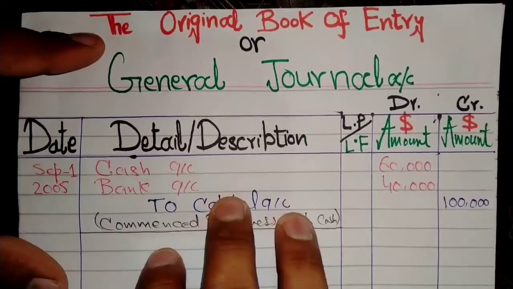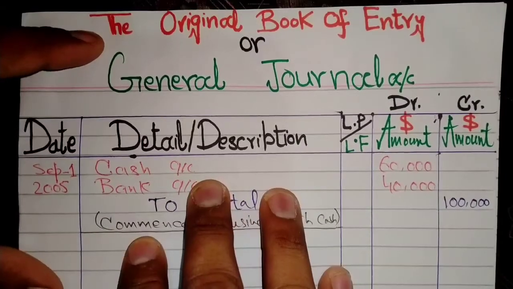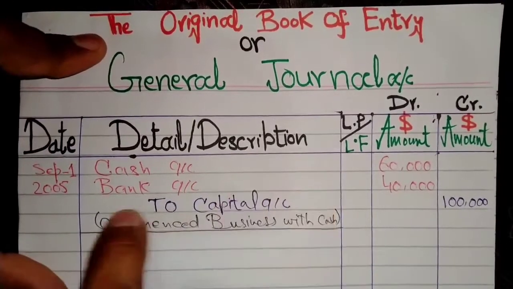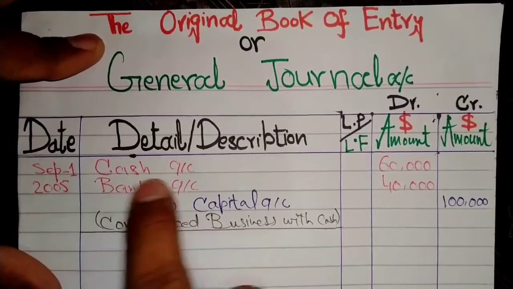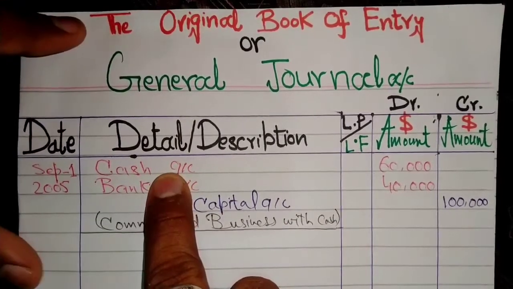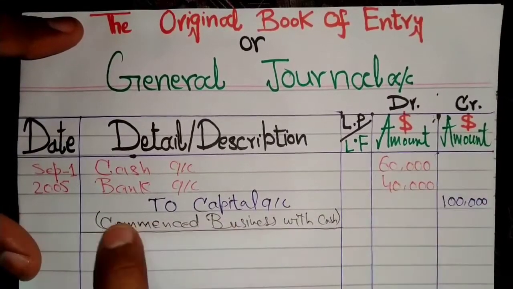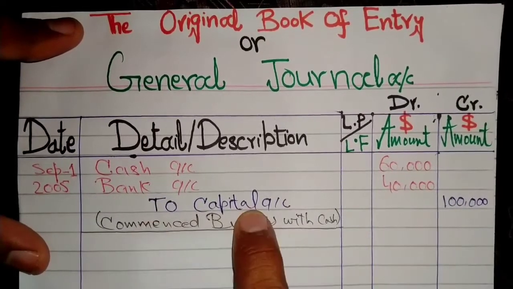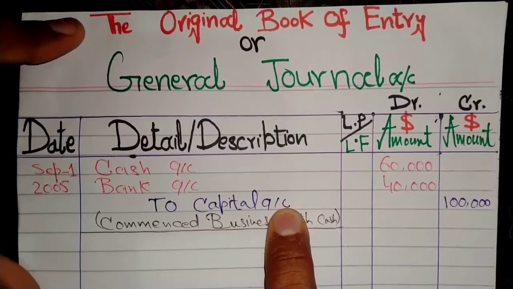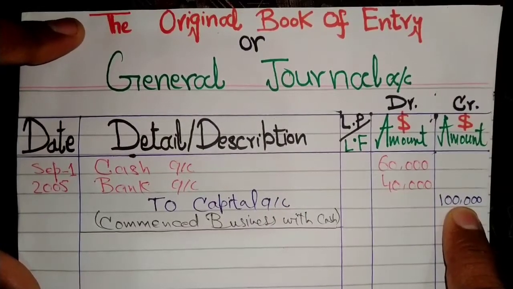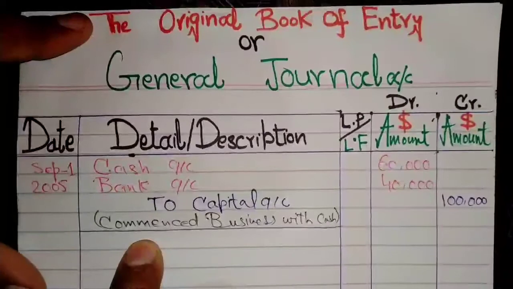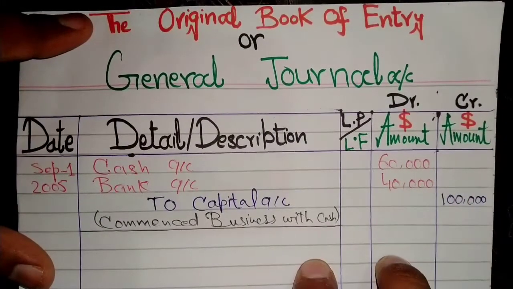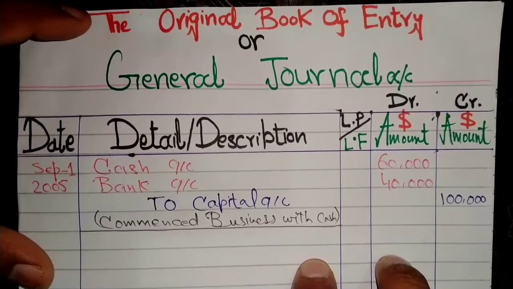Dear students, you will understand that this is the first transaction, which is related to the investment into the business. So on September 1st 2005, cash account debit with amount $60,000, and bank account debit $40,000. The total capital invested into the business is $100,000. The description is commenced business with cash. Am I right?